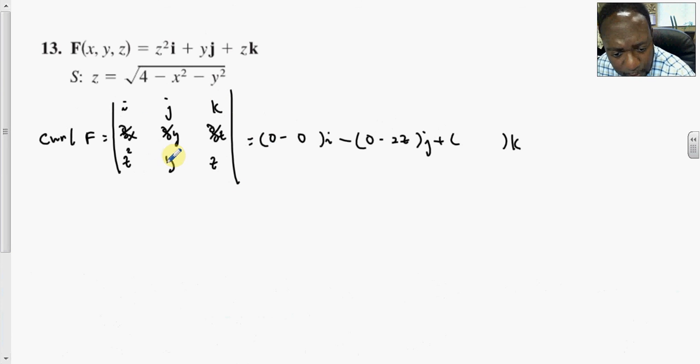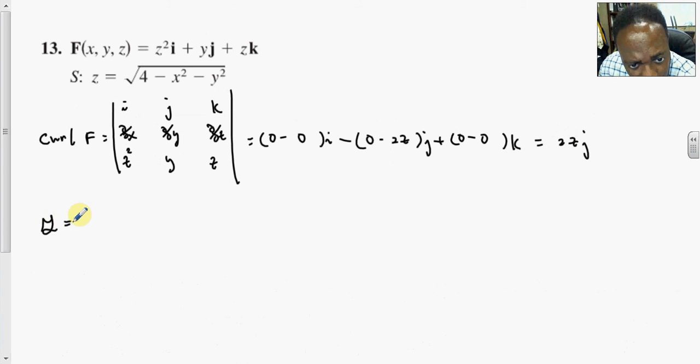This partial with respect to y, that's 0, minus the partial of this term, well, this partial with respect to x, well, that's 0. Then this partial with respect to y, and that's 0. So all we have left here is 2zj.